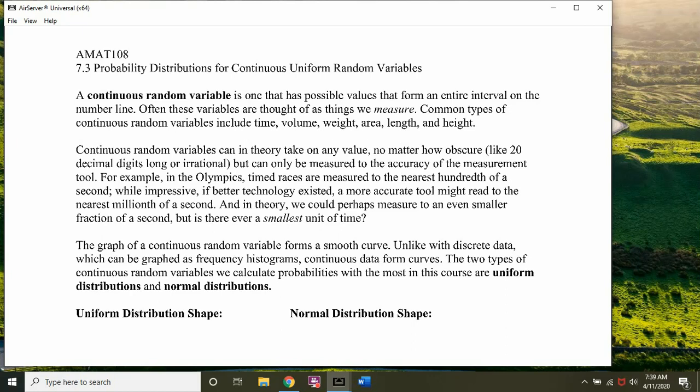But in terms of being able to measure these things, they can only be measured to the accuracy of the measurement tool. For example, in the Olympics, timed races are measured to the nearest hundredth of a second. While that's impressive, if better technology existed, a more accurate tool might read to the nearest thousandth or even a millionth of a second. And in theory, we could perhaps measure to an even smaller fraction of a second. But is there a smallest unit of time? Okay. The answer is, well, in theory, no, there's not.